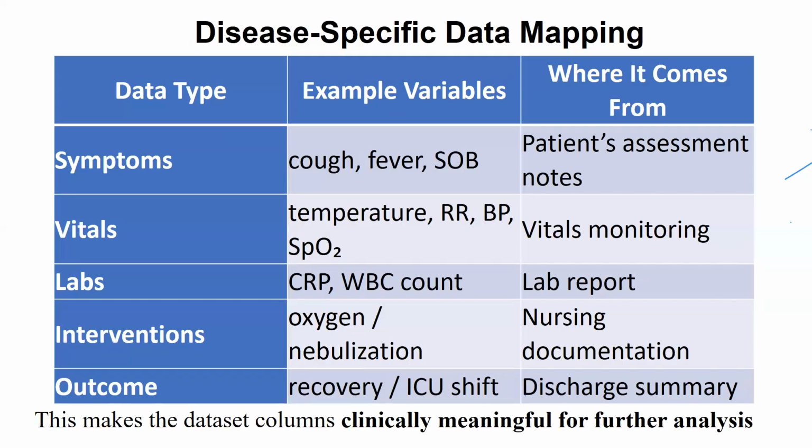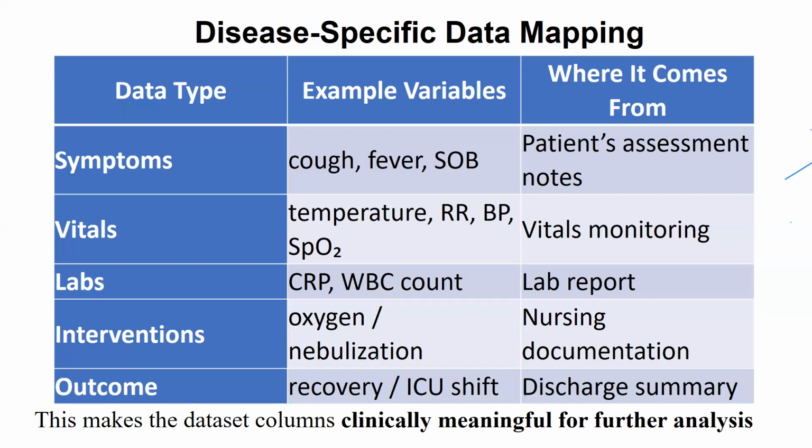So I will not give much time, but we have to explain what data types we have to think about. And these are the variables. For example, for symptoms, we have the variables cough, fever, and shortness of breath. These come from patient's assessment notes. We know the vitals very well, and these we can get from vitals monitoring. Okay, so these are the data types, these are the examples, and this is where we can take the data from.